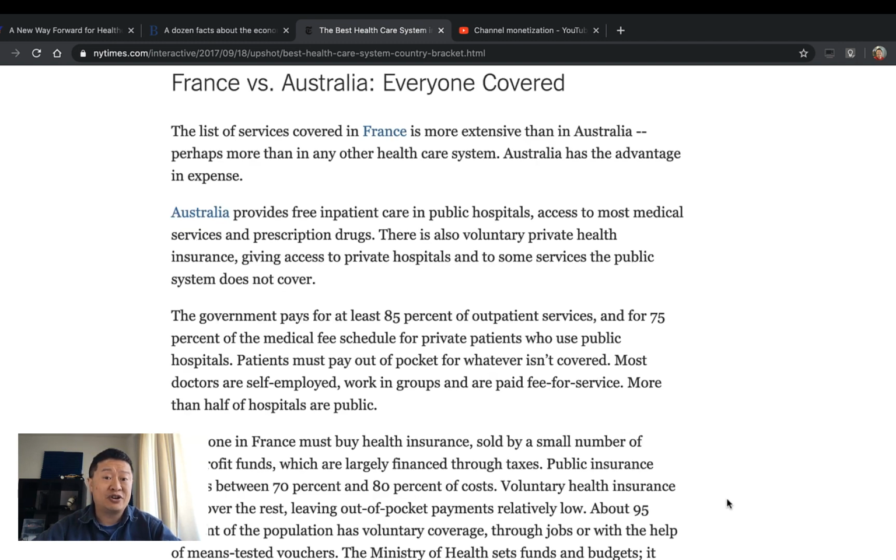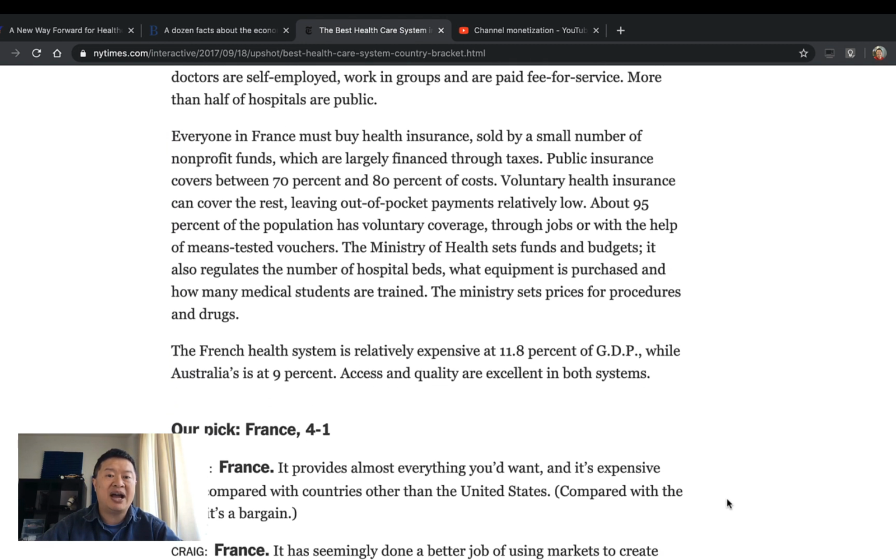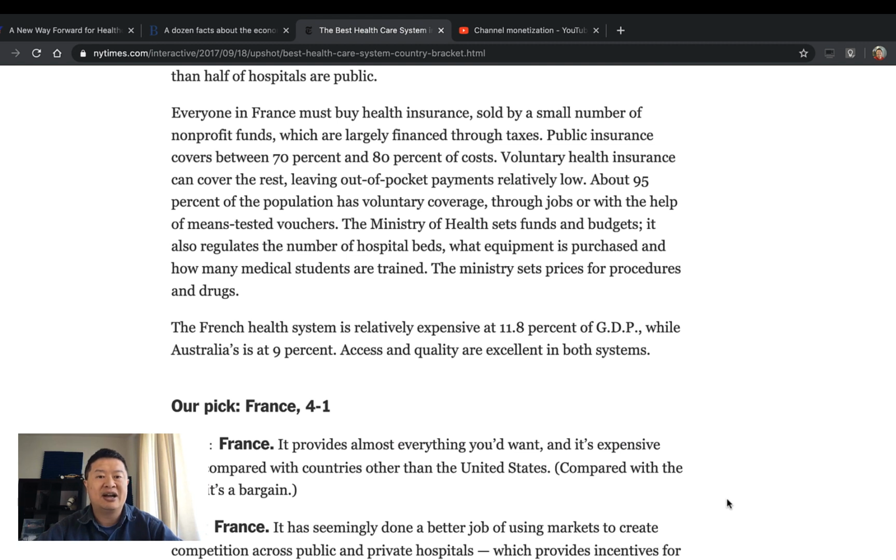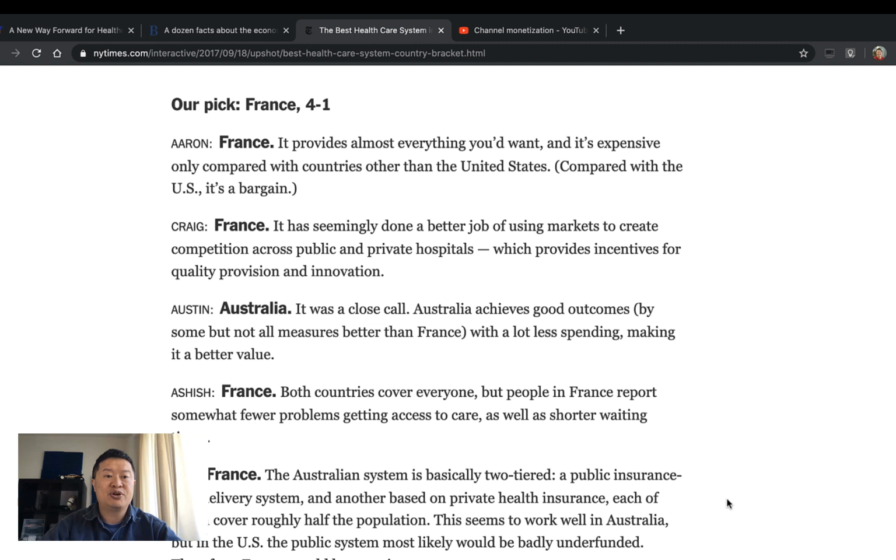Next, you have France versus Australia, where basically everyone is covered. In Australia, you get free inpatient care in public hospitals and access to most medical services and even prescription drugs. And then you have a voluntary private insurance to access private hospitals. In France, everyone must buy health insurance, and it's sold by nonprofit funds, where public insurance covers 80% of costs, and then the voluntary health insurance can cover the rest. And about 95% of the population has that voluntary care. Most experts will pick France over Australia.